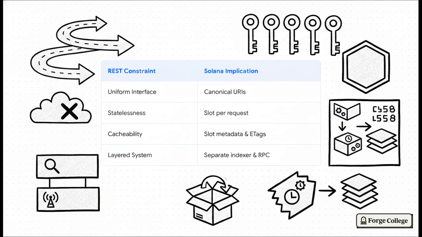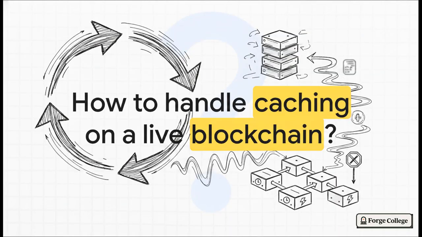For cacheability, we expose slot metadata and e-tags. Those are basically standard web identifiers for tracking data versions, so clients know exactly how fresh the data is. And finally, a layered system lets us cleanly separate our indexer from the proxy layers. Clear boundaries, happy developers. But looking at all those constraints, a huge question inevitably pops up.